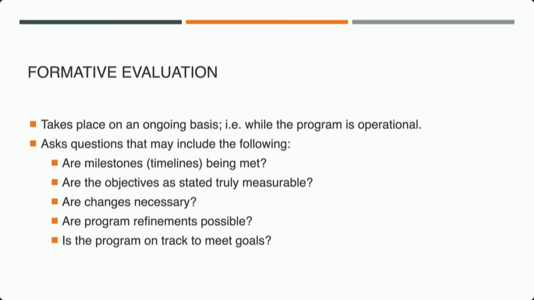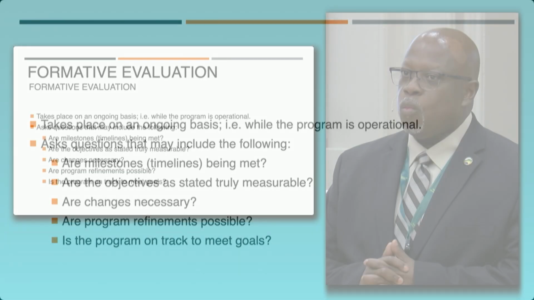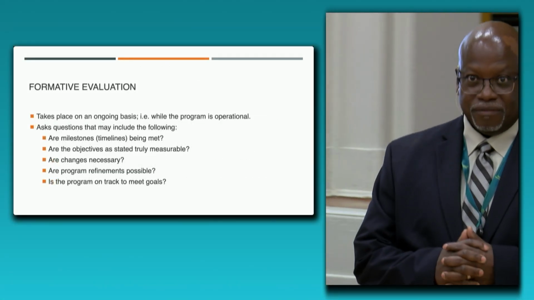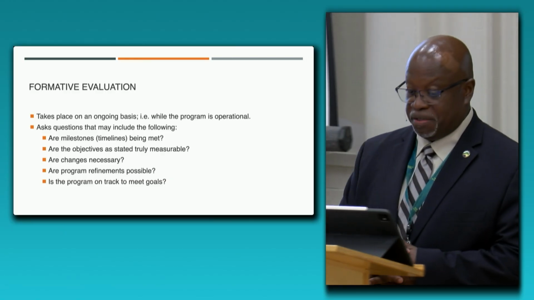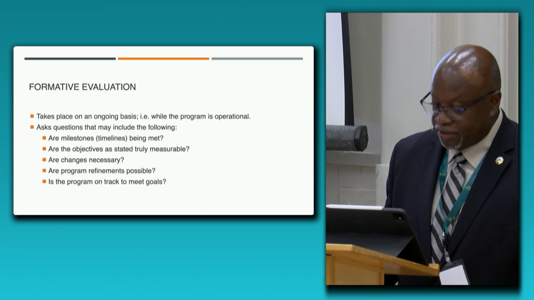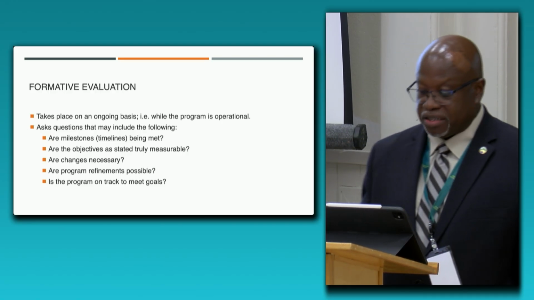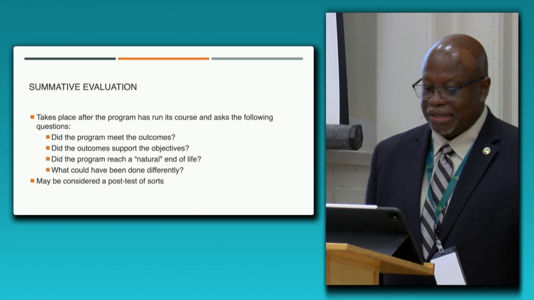It's different planning to do something than actually doing it. When you get there, sometimes you realize, we're not asking the right questions. We need to change how this is done. And this is an opportunity during the formative evaluation to tell the grantor what needs to be modified. Don't set yourself up for failure by thinking, once we write this, this is the way it has to be forever. Are changes necessary? Are program refinements possible? And is the program on track to meet its goals?